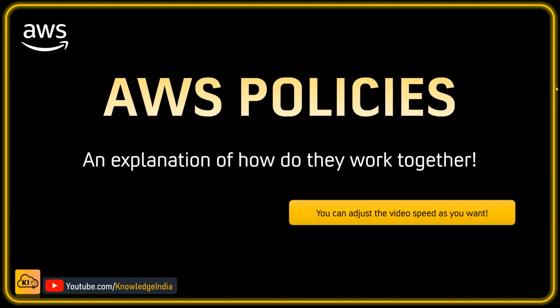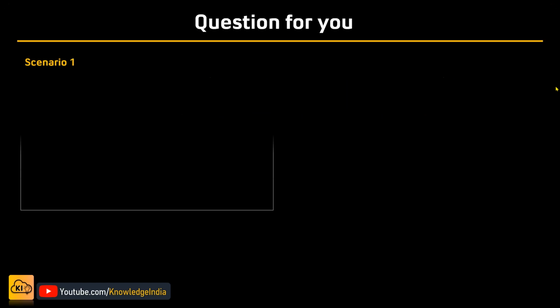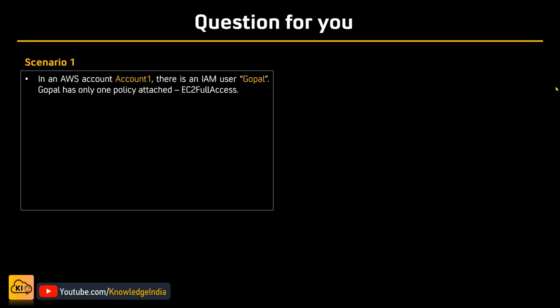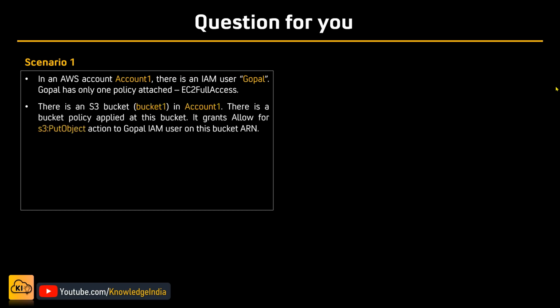I want to start by asking you a question. In the first scenario, we have an AWS account 1, and there's an IAM user with the name Gopal. Gopal has only one policy attached to itself, which is EC2 full access. There's an S3 bucket in the same AWS account 1. The S3 bucket name is bucket 1. There is a bucket policy applied at this bucket level. It grants allow for the S3 put object action to the Gopal IAM user on this particular bucket, and that's the bucket policy, right?